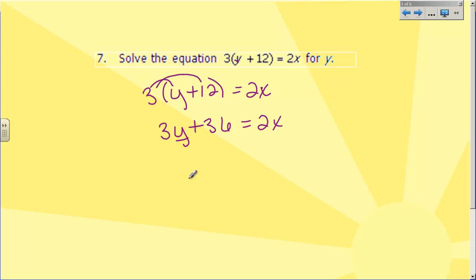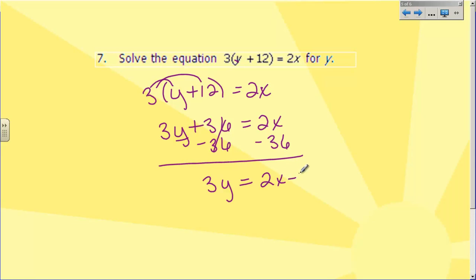And then I want this y by itself, so subtract 36 from both sides. This, by the way, is a skill you guys will get very good at because you will have to do this a lot. This becomes 2x minus 36. And then y is still not by itself, so I'm going to divide by 3 the entire thing.